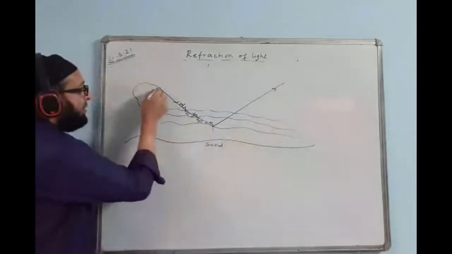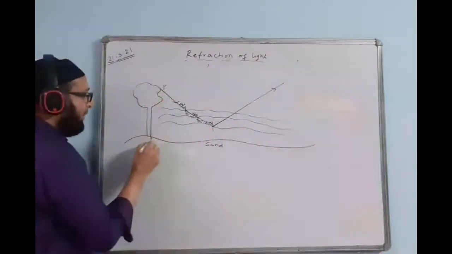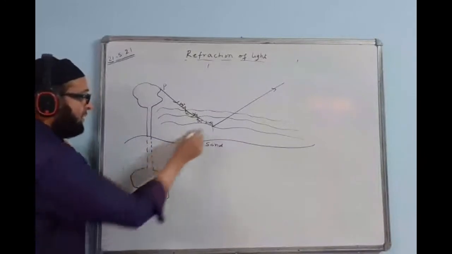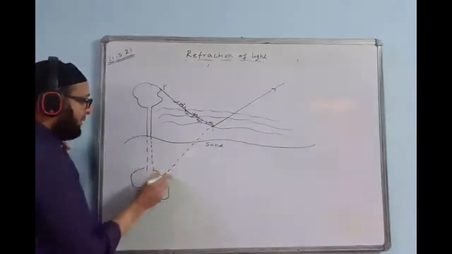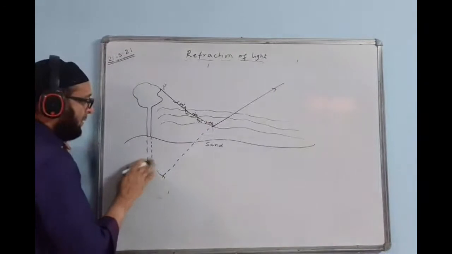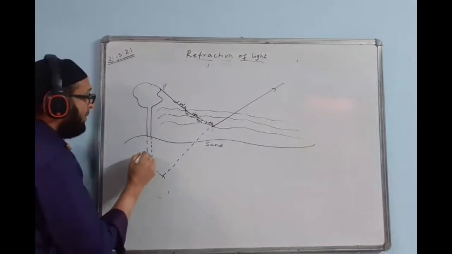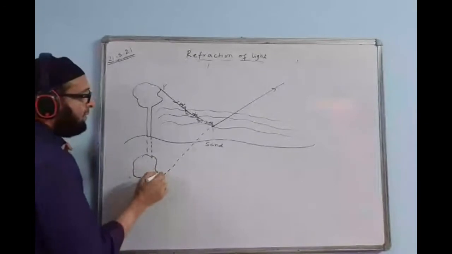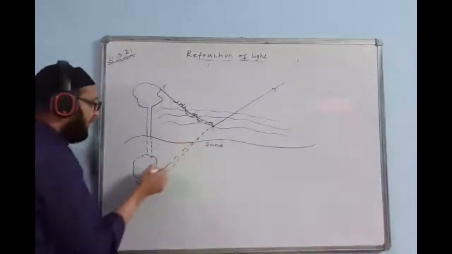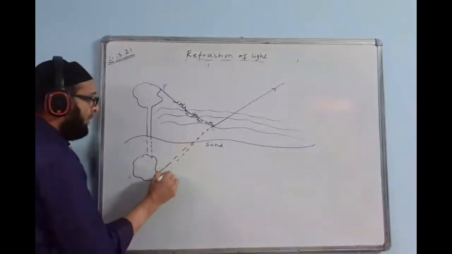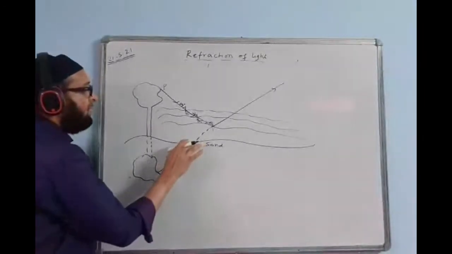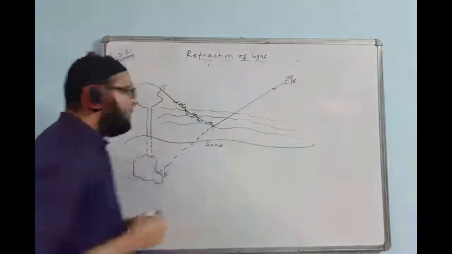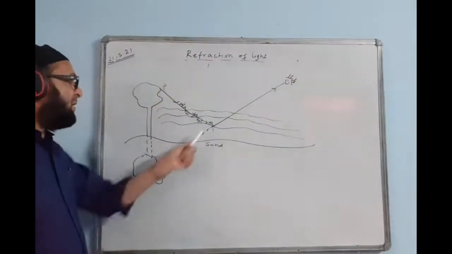Where is the image of this point formed? The image of this point will be formed here like this. This tree's image will be forming here. The image of the tree will be forming somewhere here. You can see the video later on. And here is the observer. The observer will see this part like a mirror.